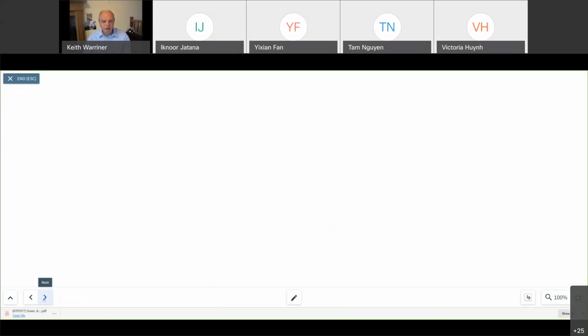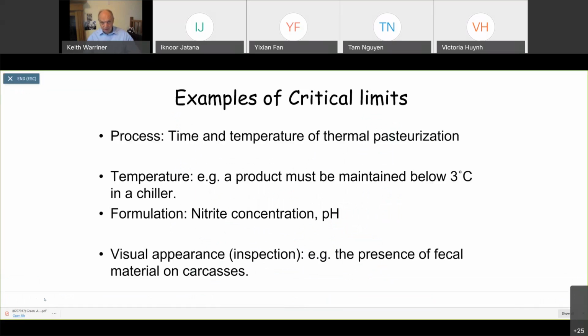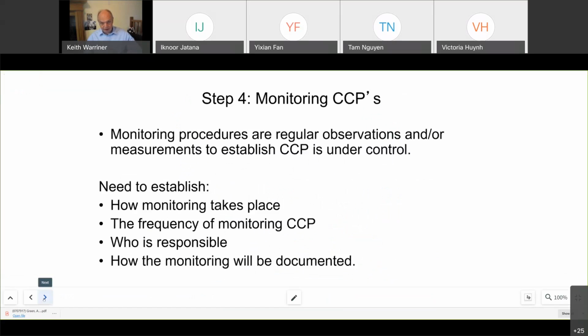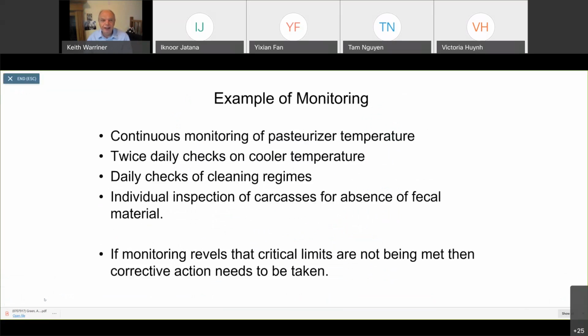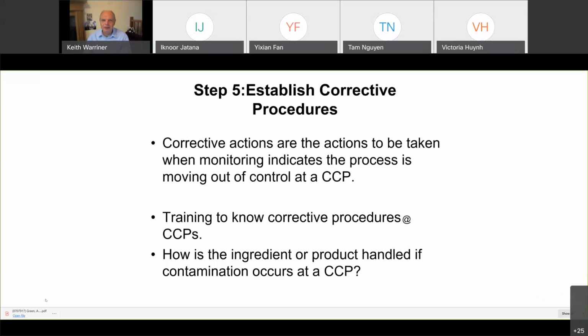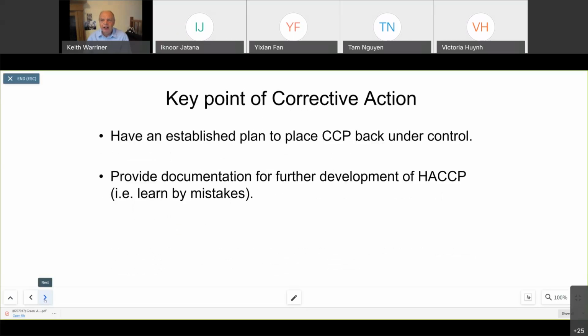All right, so once you've got your CCPs and your corrective actions, you've got to do your monitoring, as we talked about. And then after that, you establish corrective actions to get them back under control. The other thing about corrective actions is that they help you learn from mistakes.